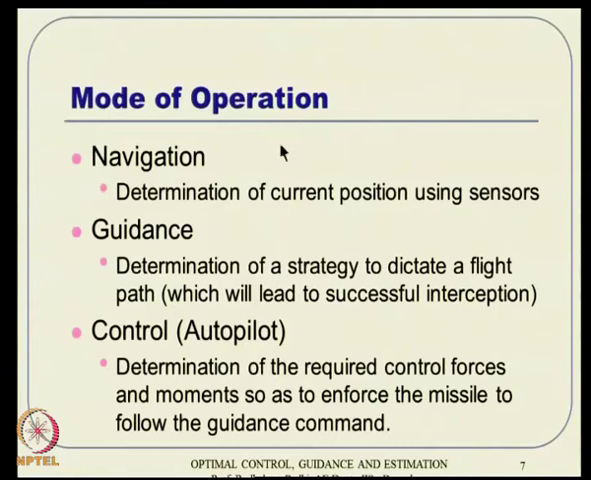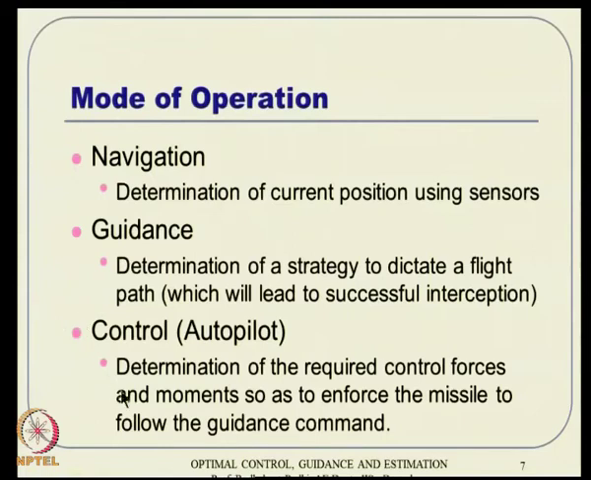Then after you know all that from the navigation system, the next task is guidance, and that is nothing but determination of a strategy to dictate a flight path actually. So, in other words, we have an objective to meet, going from point A to point B. This guidance system will come up with a strategy to dictate a flight path. The aim of that flight path is obviously to lead the vehicle for a successful interception actually. So, navigation followed by guidance is what largely we will talk about in this lecture.